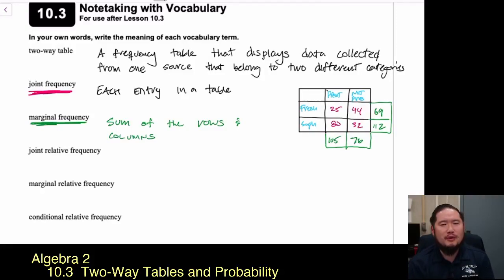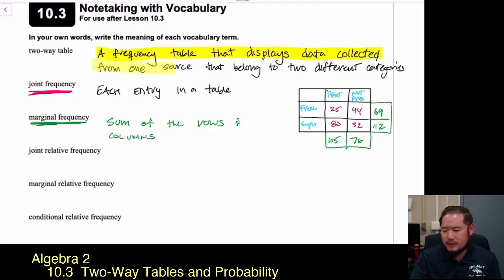Let's start section 10.3, taking a look at two-way tables and probability. In this section, we're going to start off by talking about a two-way table. We're going to take data or information, and first we have to put it in a table. A two-way table is a frequency table that displays data collected from one source that belongs to two different categories.